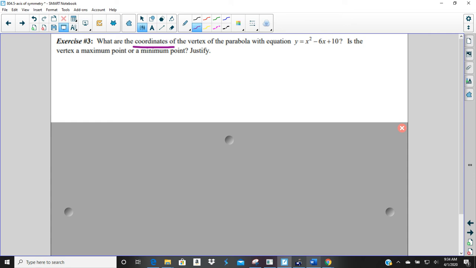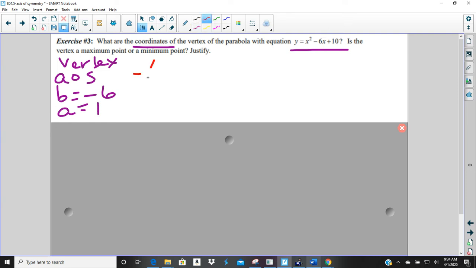And then it's also asking us whether or not it's a maximum or minimum. So let's start with the vertex. The first thing I need is the axis of symmetry. I'm going to write AOS, okay? I'm going to use this equation, x squared minus 6x plus 10. So the B term is -6, and my A term is 1. I'm going to plug it into the formula. So I'm left with -6 over 2 times 1, and I'm left with 3.